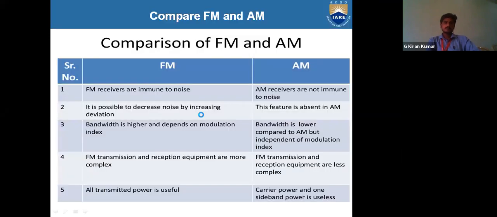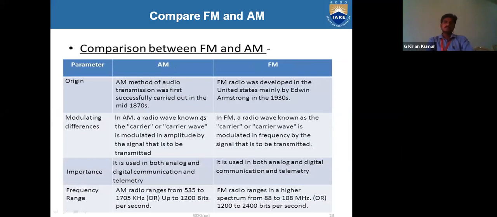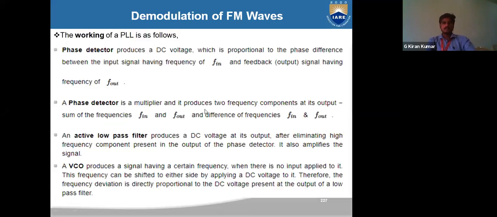Right. So this is about the comparison of AM and FM, the FM with the AM signal. Okay. Now let us see our syllabus once. I'll show you the syllabus.